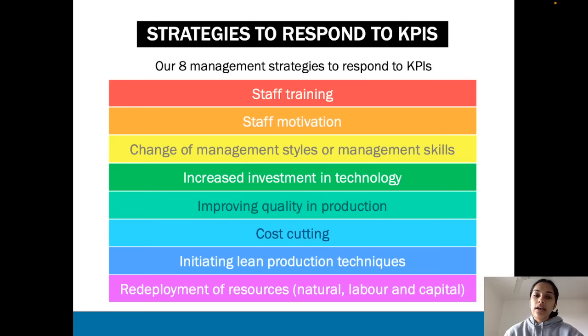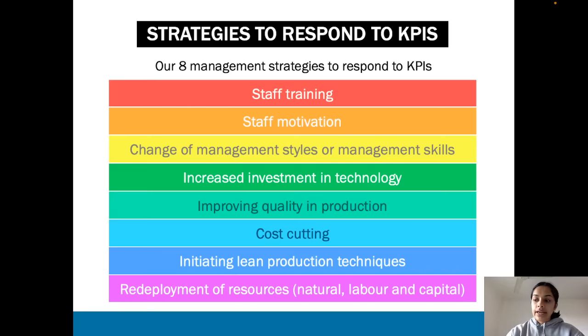So if you're linking to KPIs of market share, maybe if staff motivation is used as a management strategy, employees are more likely to be able to work more productively. Therefore, they might be producing a better quality output. And so if that quality of output is increased, customers are more likely to be satisfied, more likely to come back to the business more frequently, and therefore that increases sales and therefore market share.